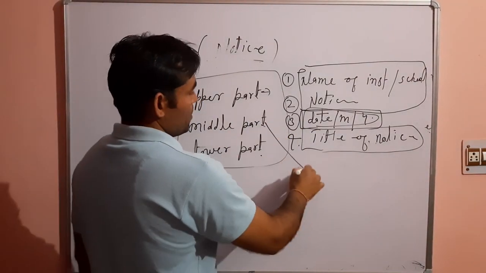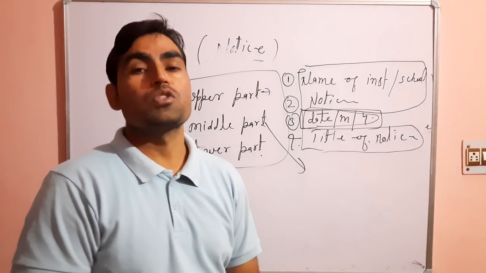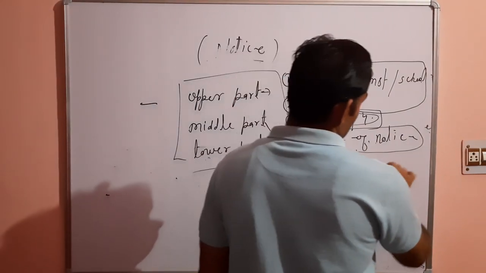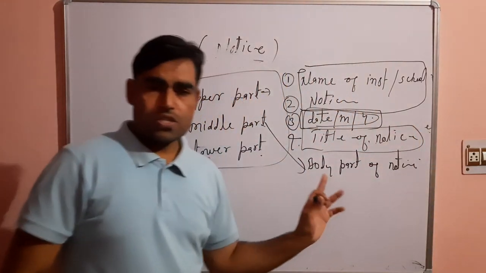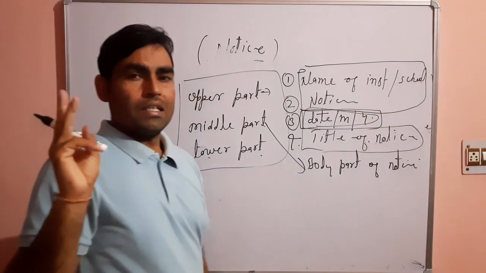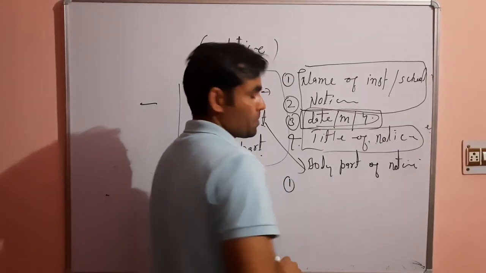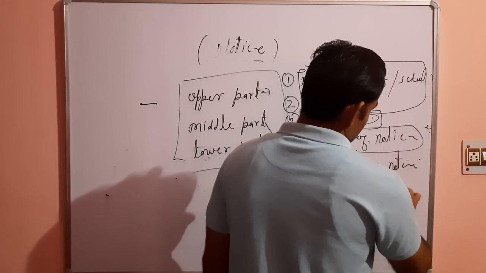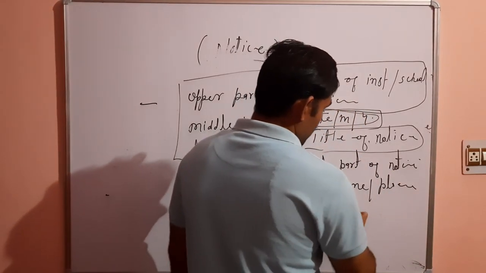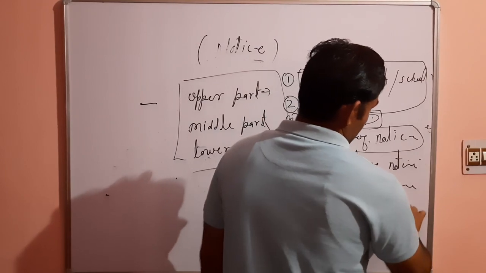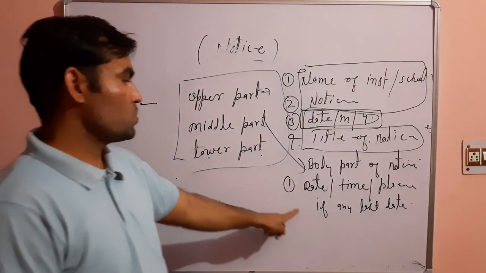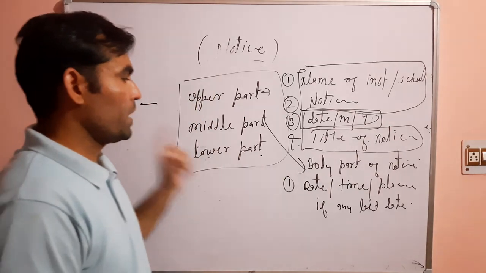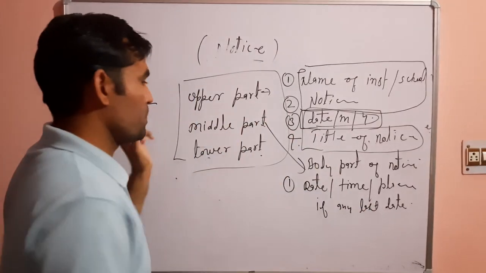Now come to the middle part. The middle part is the most important, or you can say the body part of the notice. In this body part of the notice, we have three main points. First, date, time, place, or if there is any last date, then we are supposed to write that down. These are the only three things which we must keep in mind while framing the body part of the notice.